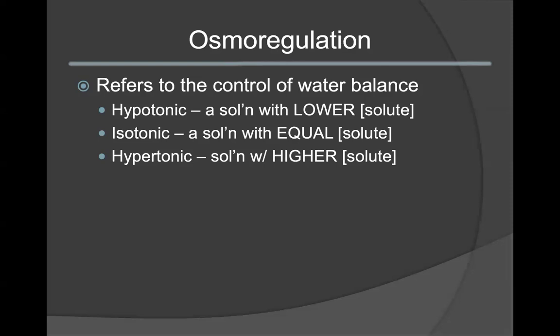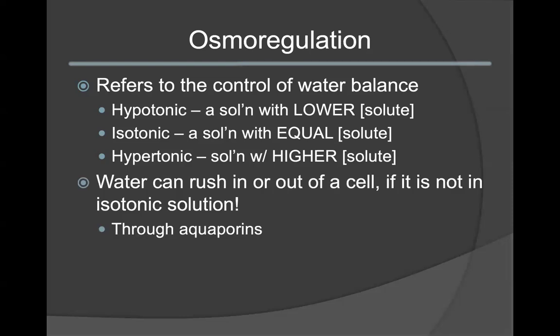That solution in that beaker can be hypotonic, meaning that it has lower concentration of solute. It can be isotonic, meaning that it has an equal concentration of solute. Or it can be hypertonic, meaning that it has more solute. When the cell is placed in that beaker of whatever solution you have, water will either rush in or out of the cell, and it will do so by passing through the aquaporins.